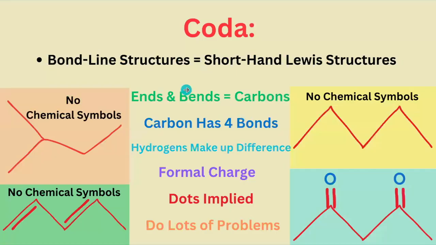In summary, bond line structures are shorthand ways of depicting a molecule, whereas Lewis structures are very extensive and comprehensive. We don't necessarily lose information when we convert something into a bond line structure. There's just a lot that you have to know about how bond line structures are and what they illustrate. Remember that ends and bends are carbons. Carbon has 4 bonds. Hydrogens make up the difference. We see it only has 2 sticks. The other 2 sticks have to be hydrogens, so it can meet its 4 bond requirement.